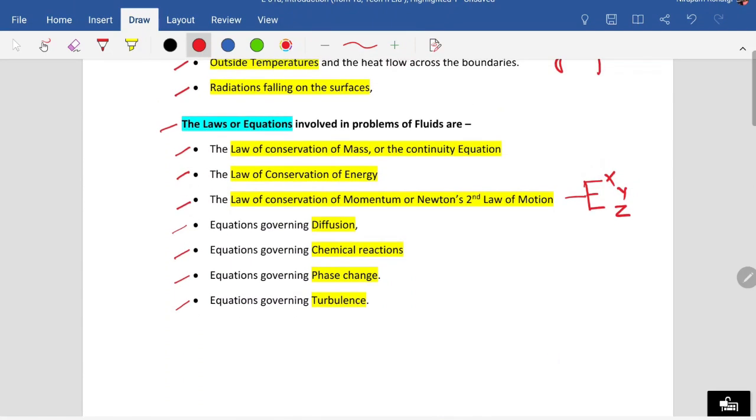So it depends upon the problem. Some of them may not apply, and in other cases some others will apply. Suppose there are no multiple phases, phase change is out of question. If there is no chemical reaction, you will not talk about chemical reaction. But if there is a flame, burning, etc., you will take chemical reaction into account, right? So all these things are there. Okay.